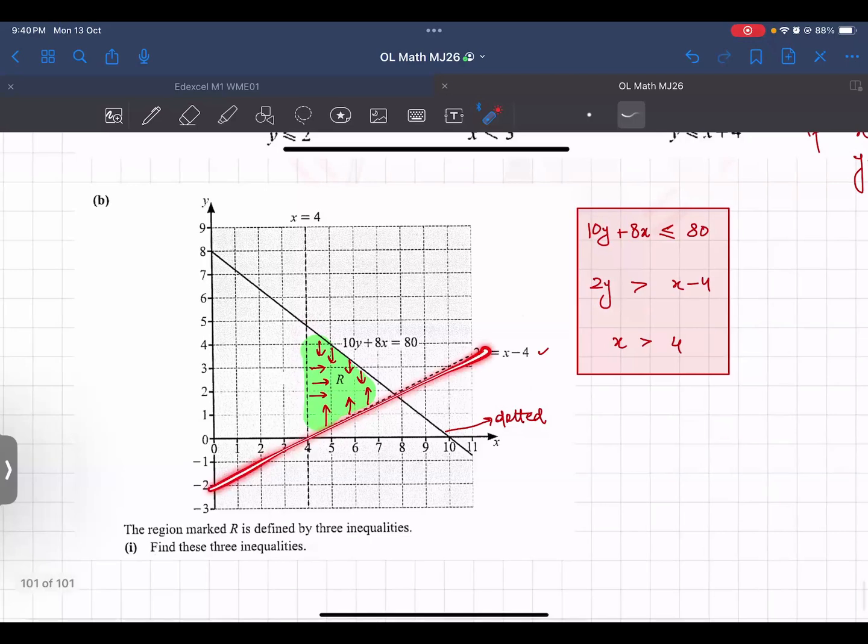Then for this slant line, the region R is above, so that's why you put in greater than. And this is a dotted line, so that's why only greater than. And this R region is to the right side, so right side again greater than, and dotted because it is only greater than.